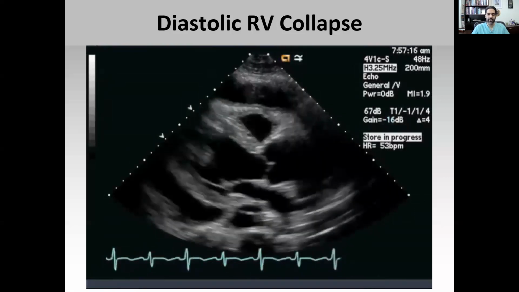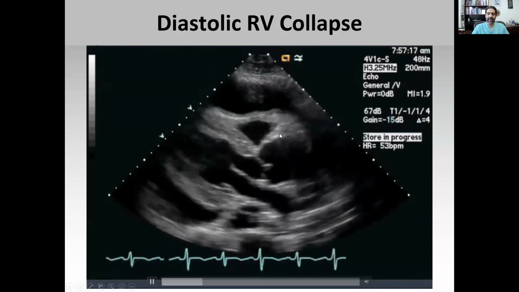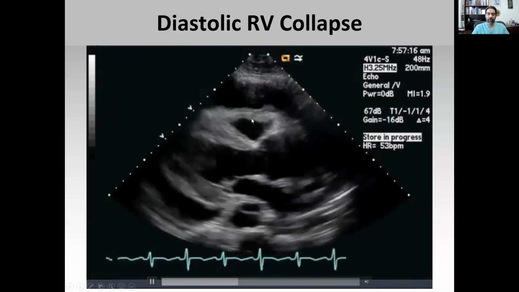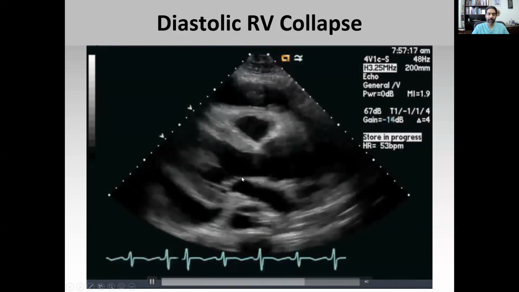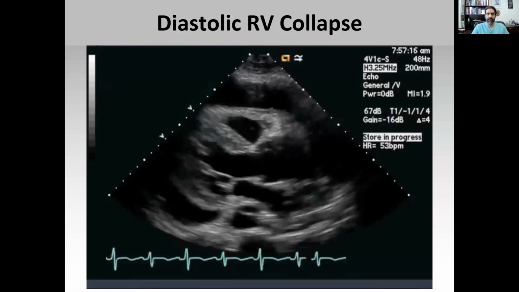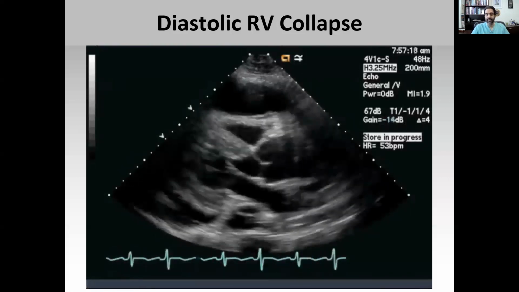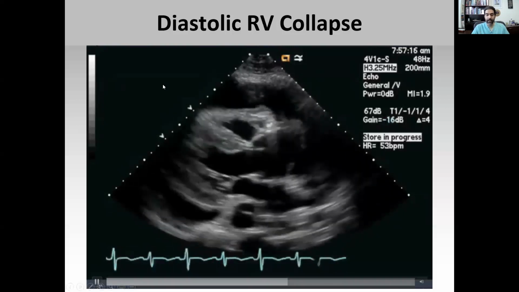So if you have a heart that is tachycardic, which is often the case in the setting of tamponade, it may be difficult to figure out what's going on while you're looking at the mitral valve. So your options are you can either get a video recording of this and play it back in slow motion at like half speed, or just go frame by frame.